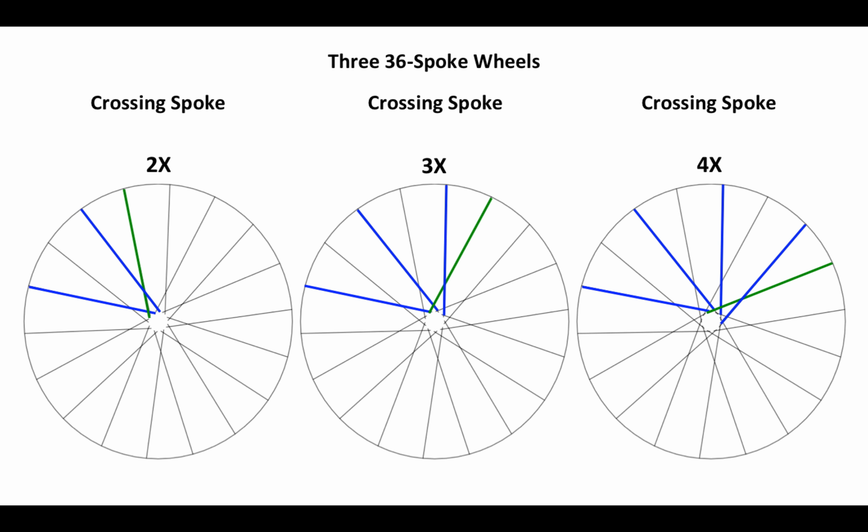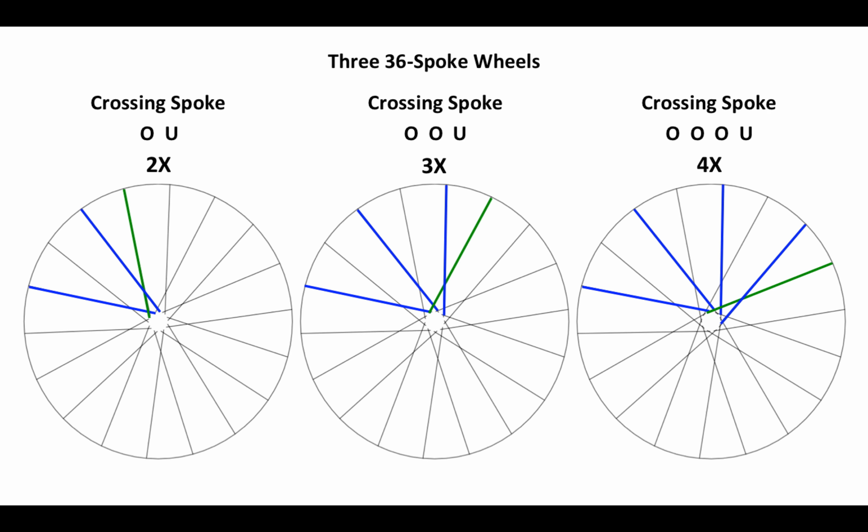Continuing with my same color scheme, this crossing green spoke goes over this blue spoke and under this blue spoke. With a 3 cross, my crossing spoke goes over this one, under this one. With a 4 cross, my green crossing spoke goes over this one, and under this one. The 2 cross gives us over under, the 3 cross over under, the 4 cross over under.